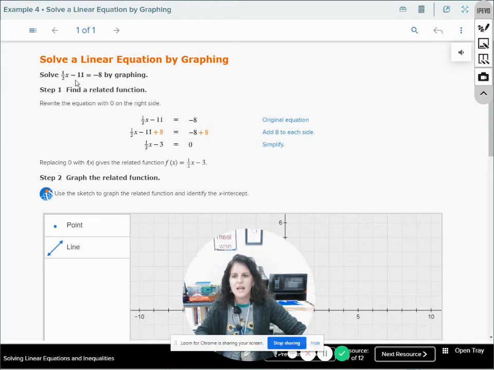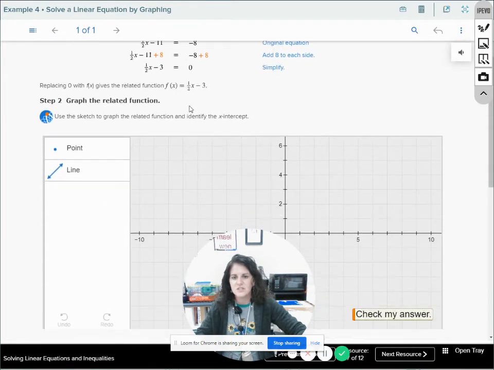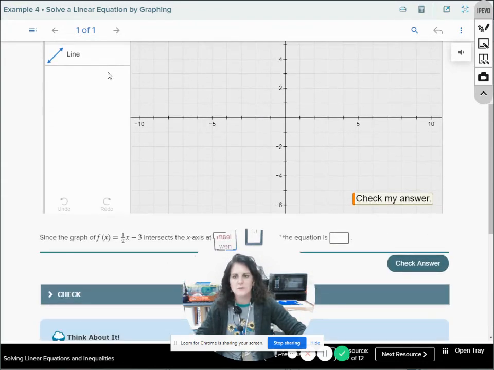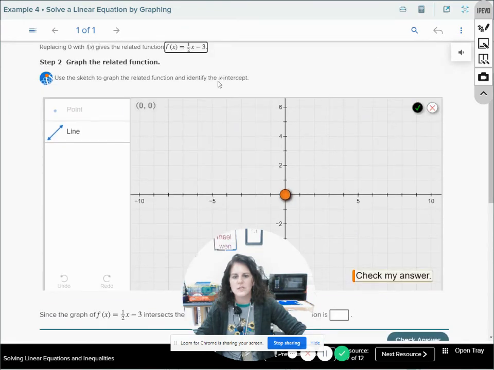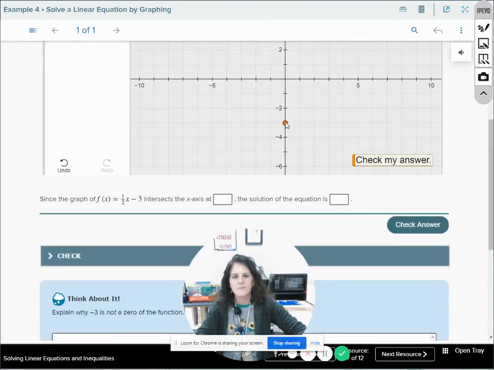So now I have 1/2 x minus 3 equals 0. So what we can do now is replace that 0 with f of x, and we can graph it. So now I have an equation, f of x equals 1/2 x minus 3. So what's my y-intercept? My constant is my y-intercept. So I'm going to come over here and I'm going to put a point on negative 3.